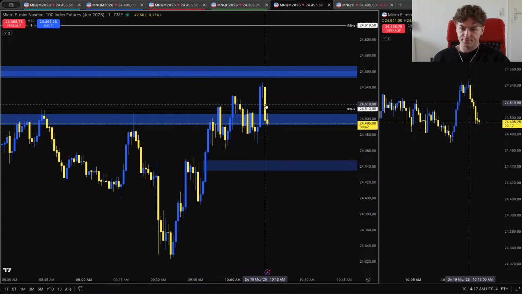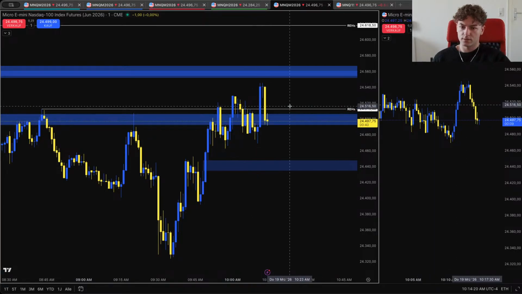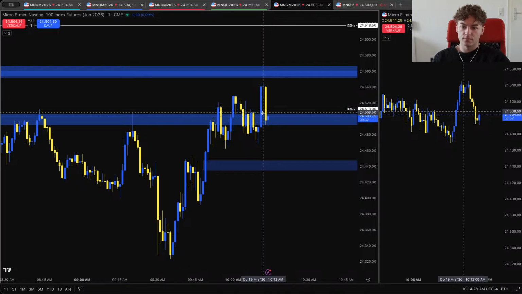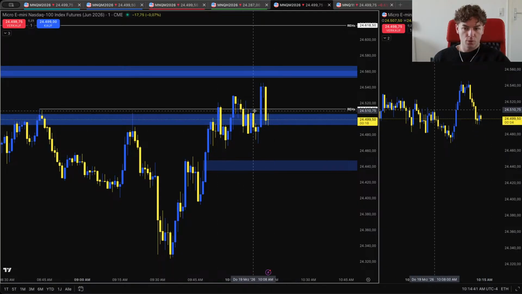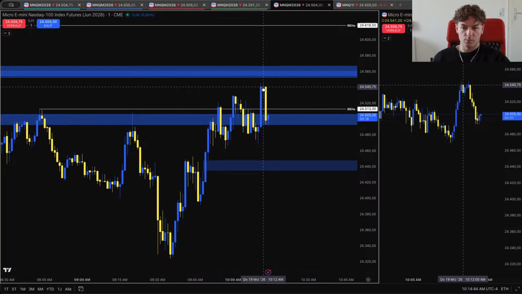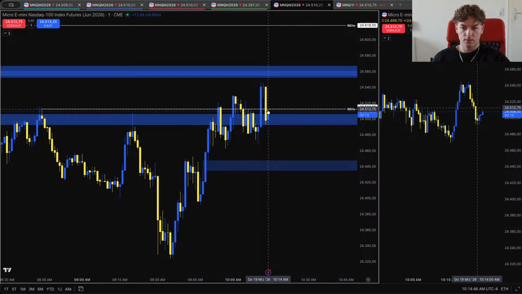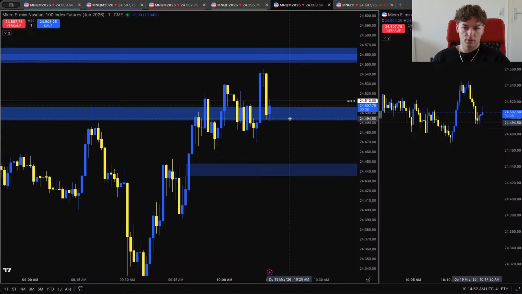Seems like Venom model. Everybody who is familiar with the ICT Venom model, we may see that we had a displacement up higher, one candle in between, and a displacement lower.